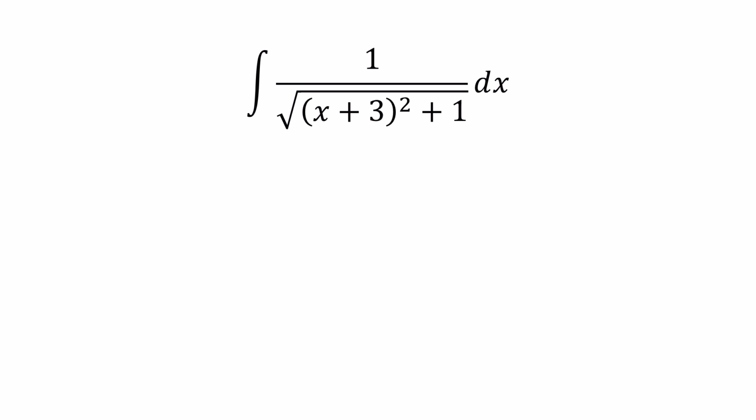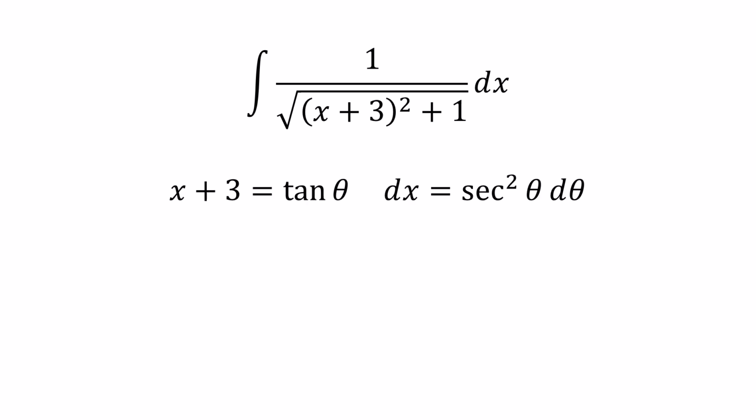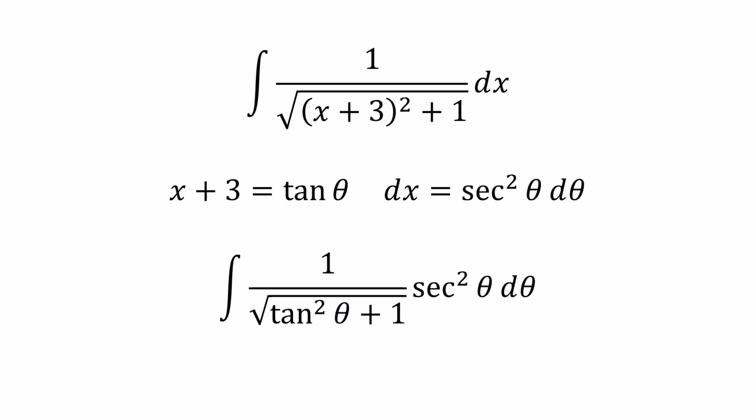Next, we let x plus 3 equals tangent of theta. The differential is then dx equals secant squared of theta d theta. Substituting into the integral then gives the integral of 1 over root tangent squared of theta plus 1, times secant squared of theta d theta.